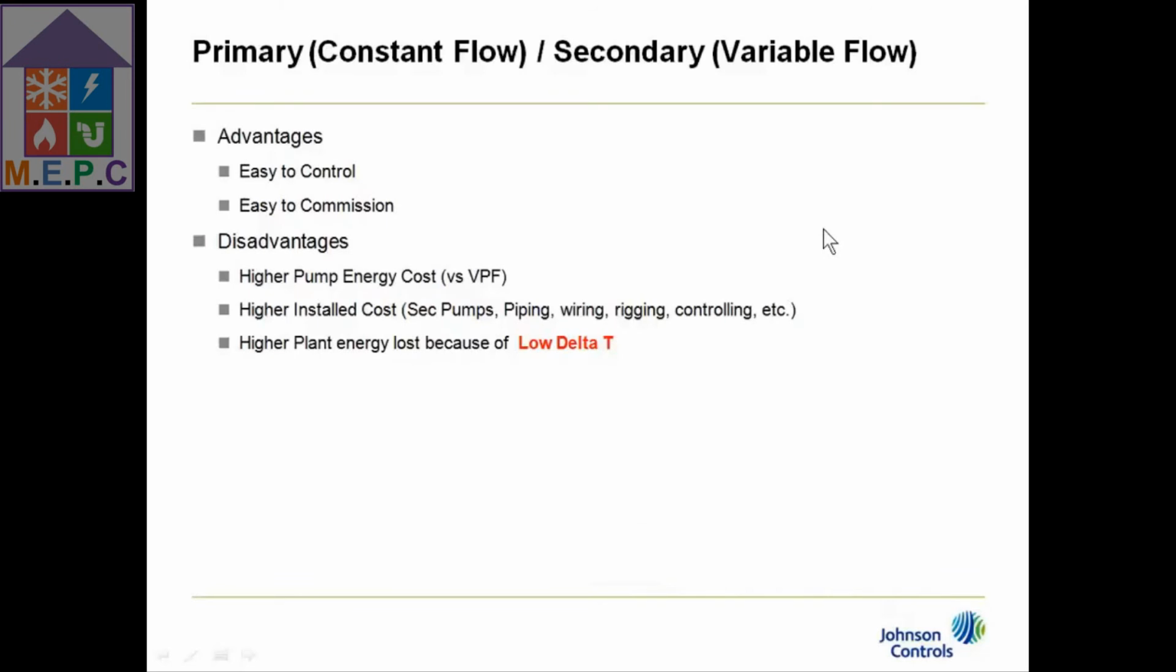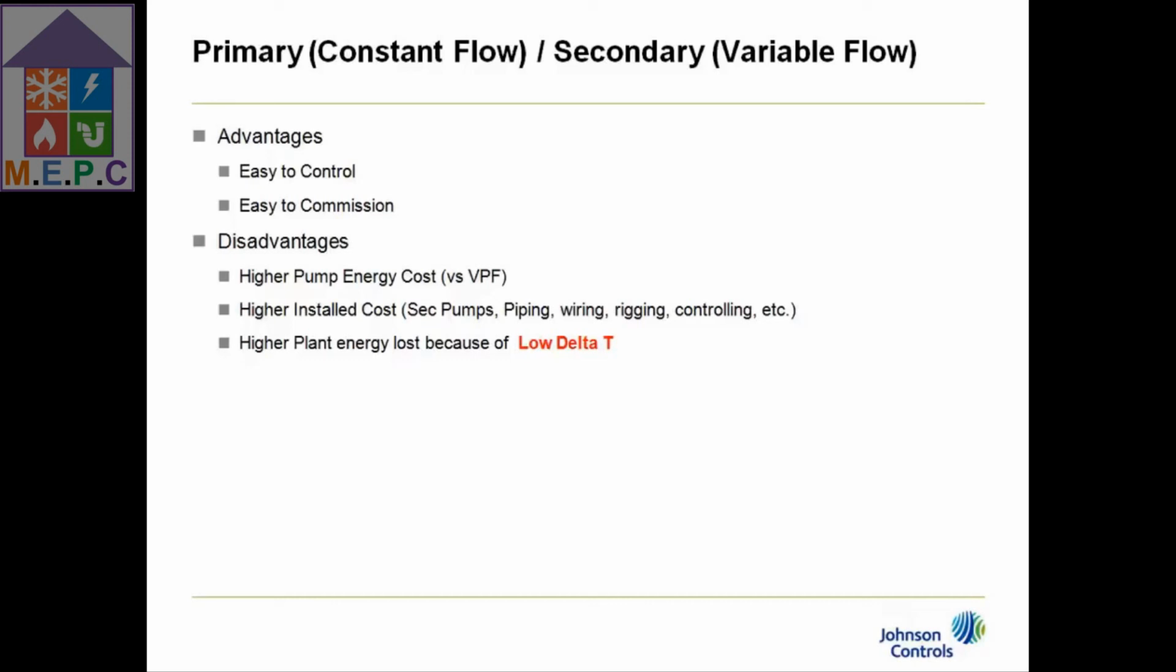Advantages of primary-secondary are that it's easy to control, it's easy to commission, it's very well understood by the consulting engineering community, and it's very well understood by operators because it's been around for many, many decades. Disadvantages versus VPF, since we're comparing it to variable primary flow, which is VPF, is that there's a higher pump energy cost because I do have primary pumps that are all on constant speed drives and therefore using more energy than what a VPF system is with one set of pumps, all at variable speed drive.